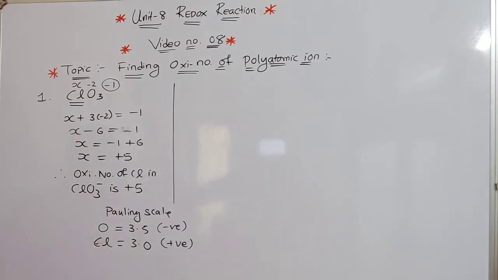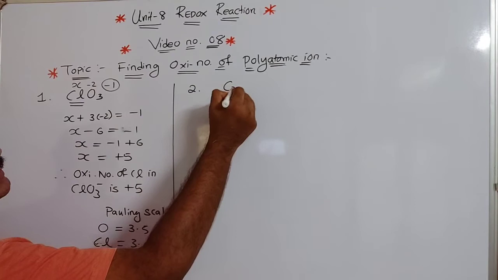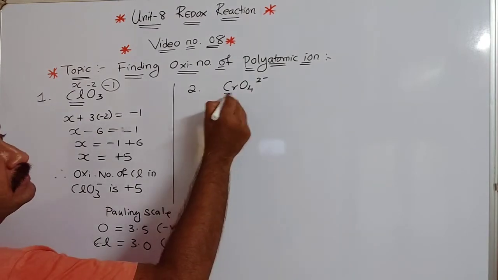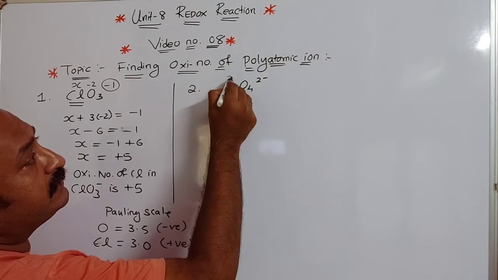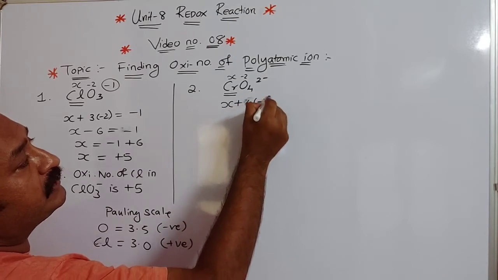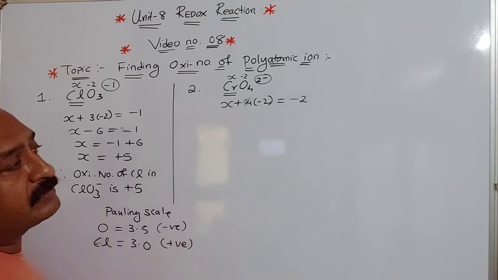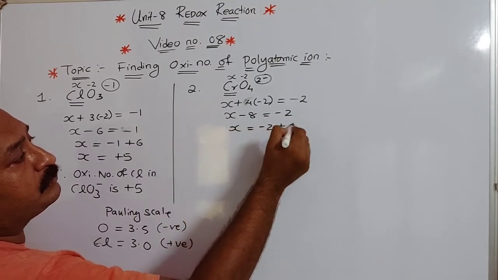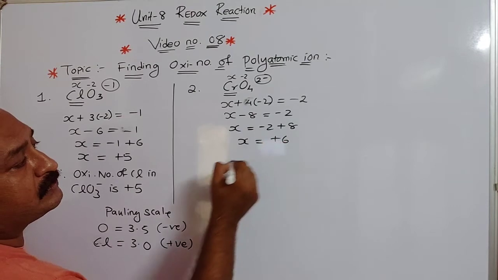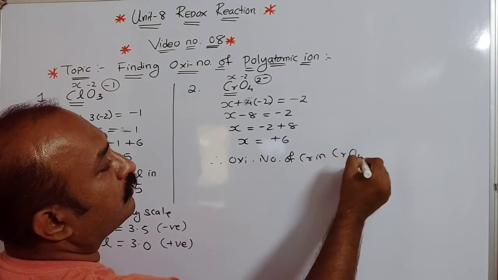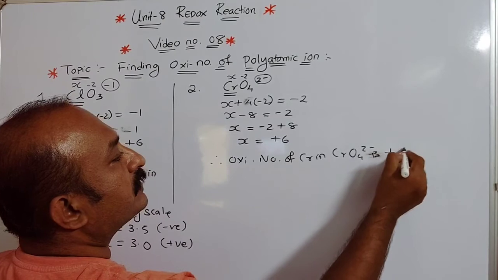Okay, now the next example is CrO4 2 minus. In this case you have to find the oxidation number of chromium. We will take this as X. So X plus 4 into minus 2 for oxygen, and the charge is minus 2, which I will write after the equal to sign. So X minus 8 is equal to minus 2. X is equal to minus 2 plus 8. X is equal to plus 6. Therefore the oxidation number of chromium in CrO4 2 minus is plus 6.